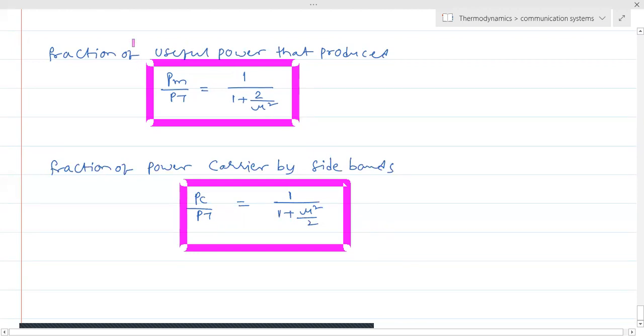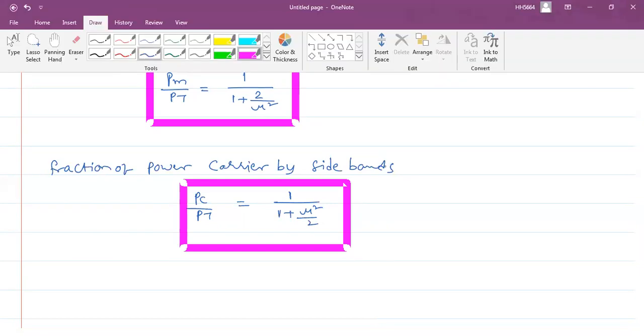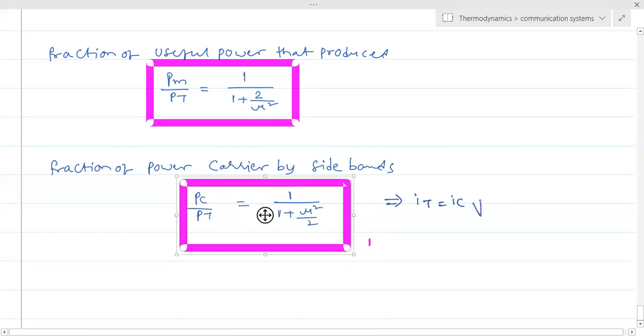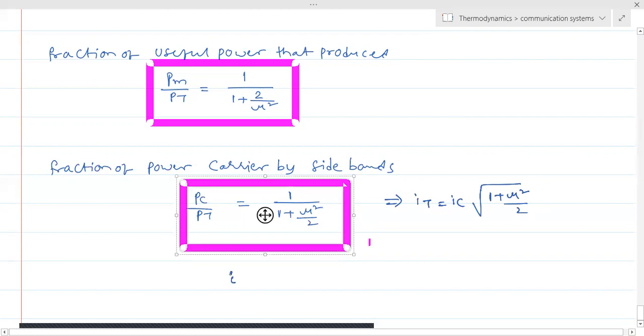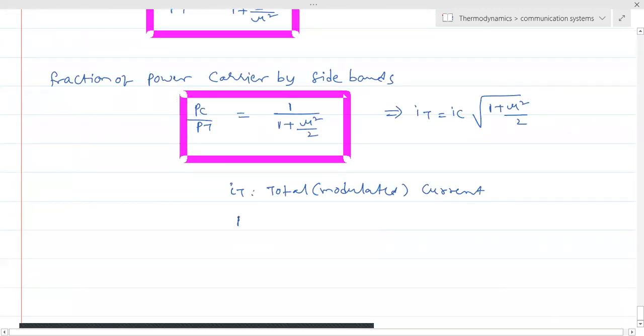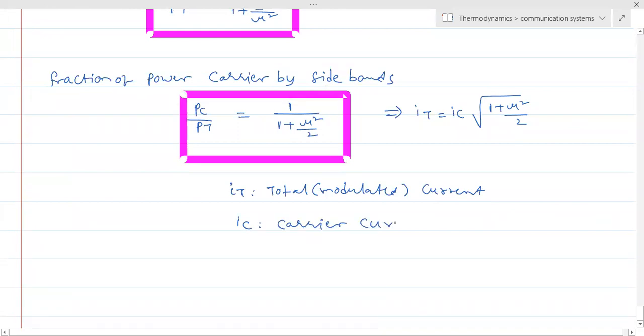And similarly, from these formulas, we will write I_T equivalent to I_C into root of (1 plus mu square by 2), because I is proportional to root P. I_T is total, total means output, modulated current. And I_C is carrier current, that is unmodulated.